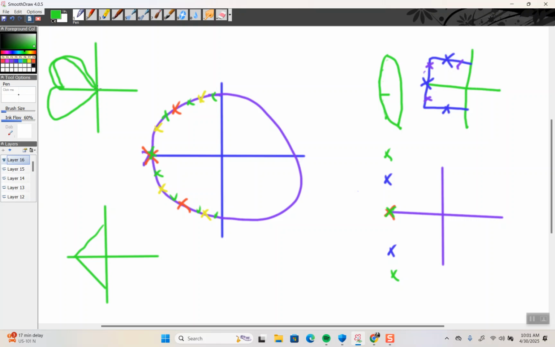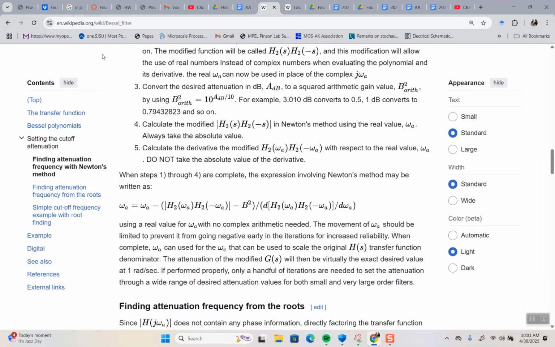Feel free. There's a homework assignment where I want you to come up with your own algorithm for a low pass filter and see what happens. You could be the next Bessel or Mr. or Mrs. Butterworth or something. Could be.